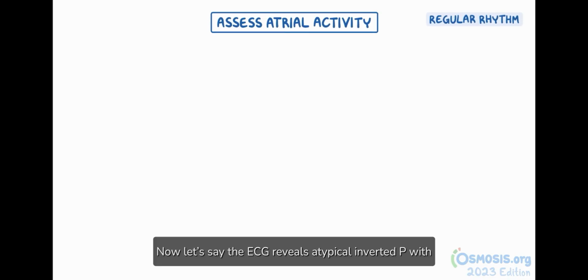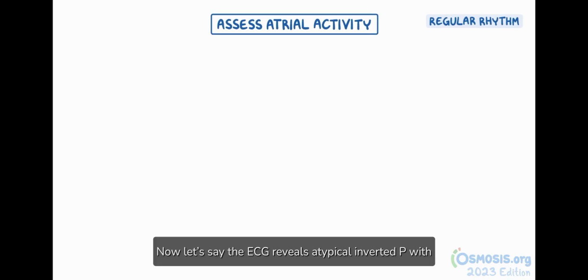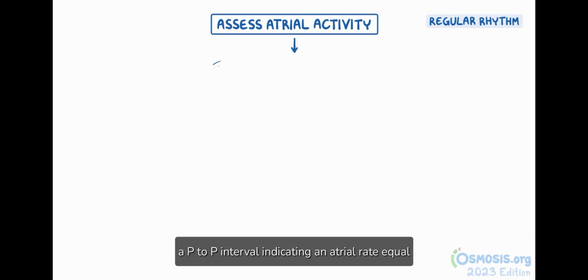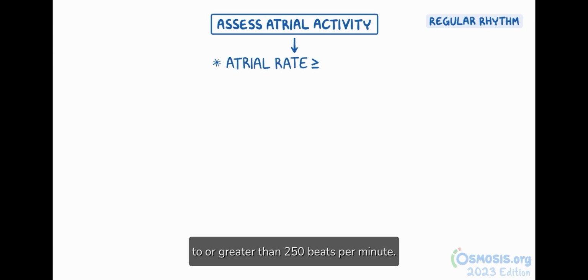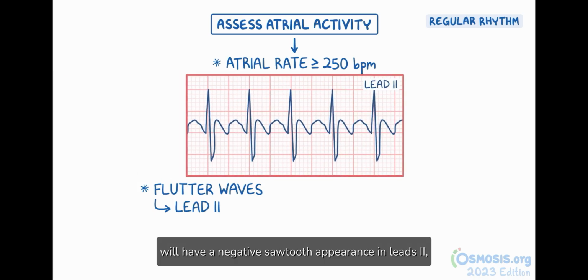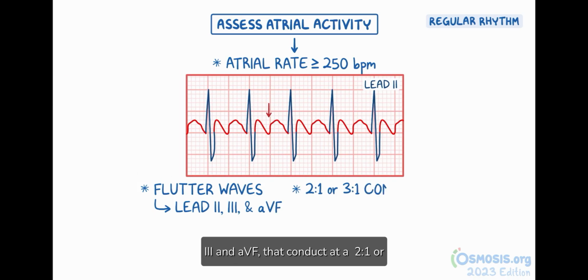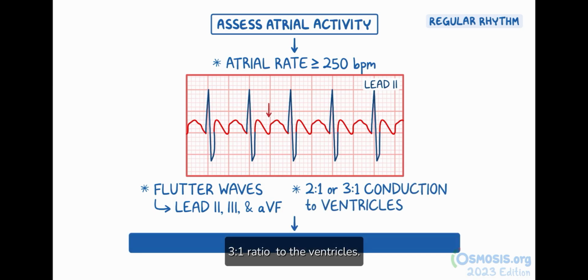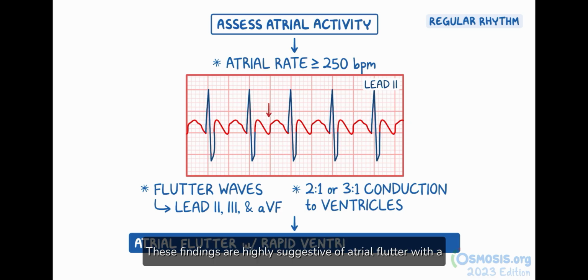Now, let's say the ECG reveals atypical inverted P waves with a P to P interval indicating an atrial rate equal to or greater than 250 beats per minute. The P waves, also known as flutter waves, will have a negative sawtooth appearance in leads 2, 3, and aVF that conduct at a 2:1 or 3:1 ratio to the ventricles. These findings are highly suggestive of atrial flutter with a rapid ventricular response.